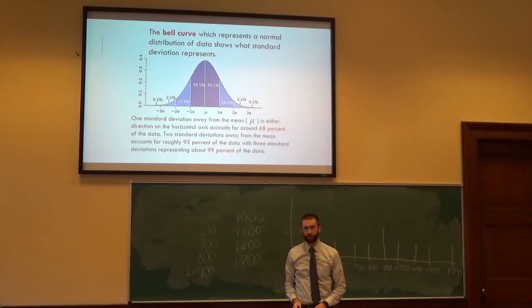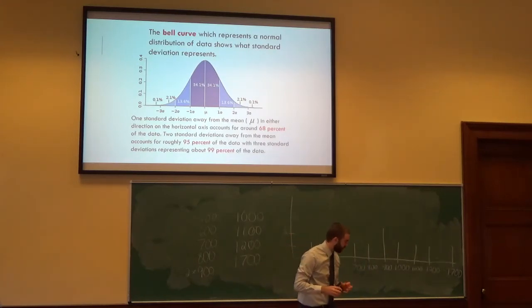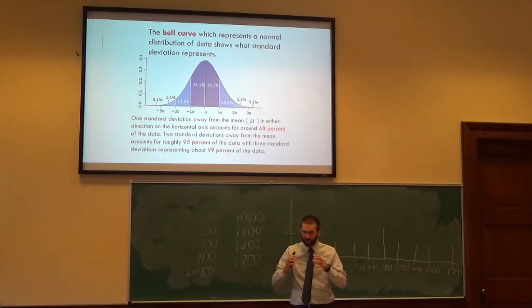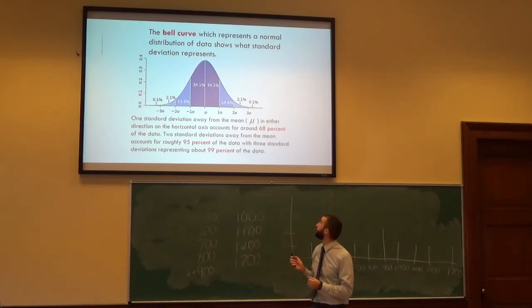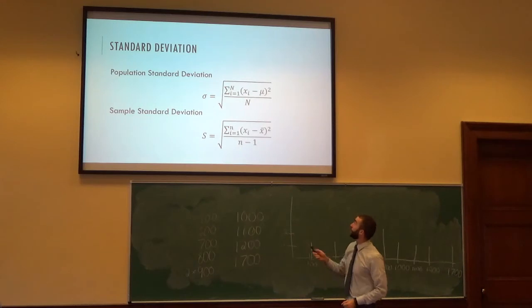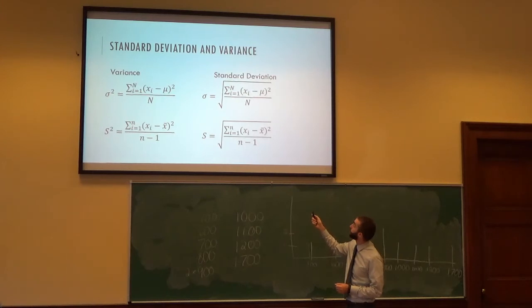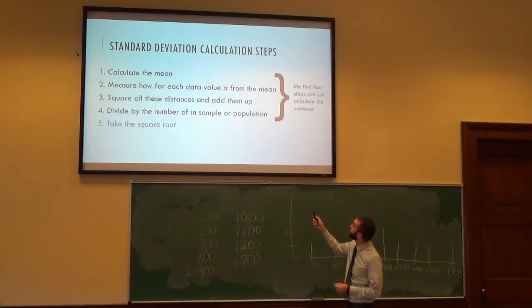How are we doing there? We don't need to fully get this, but this just gives us an idea of what a standard deviation gives us. Any pressing questions on this? Okay. How do we calculate it? We just take the square root of the variance. Straightforward. Okay.